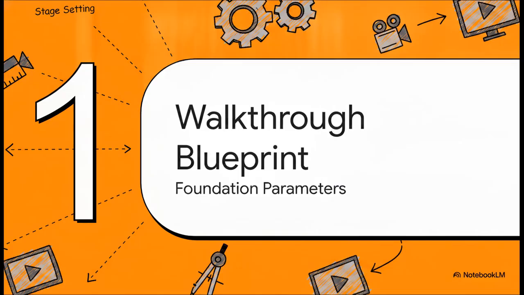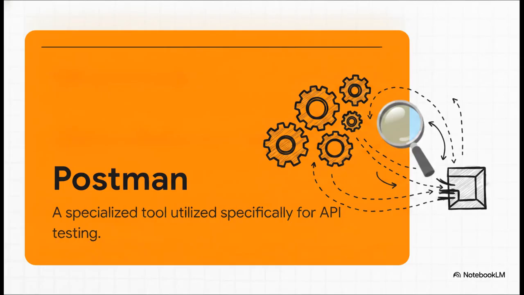Part 1, the Postman walkthrough blueprint and setting up those foundational parameters. So, before we can even think about building a technical tutorial, we've got to clearly define our core subject matter. Grounding your viewer is step 1. Postman is fundamentally a specialized tool utilized specifically for API testing. Establishing this simple definition right out of the gate is absolutely crucial. It ensures nobody gets left behind before the real technical deep dive even begins.